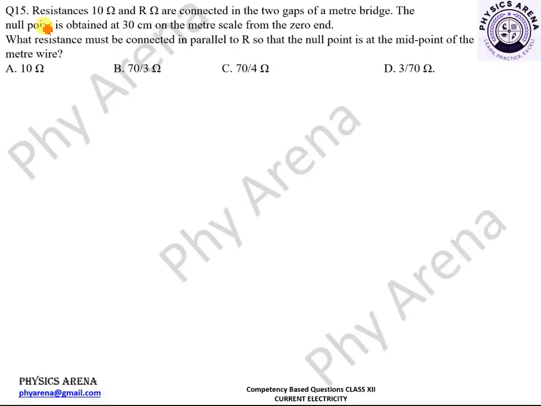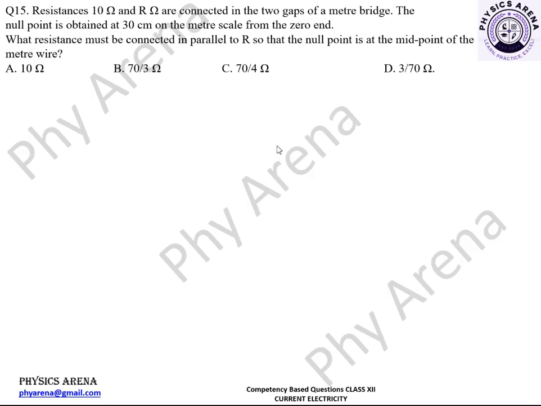Question 15. Resistances 10 ohm and R ohm are connected in the two gaps of a meter bridge. The null point is obtained at 30 centimeter on the meter scale from the zero end. What resistance must be connected in parallel to R so that the null point is shifted to the midpoint of the meter wire?